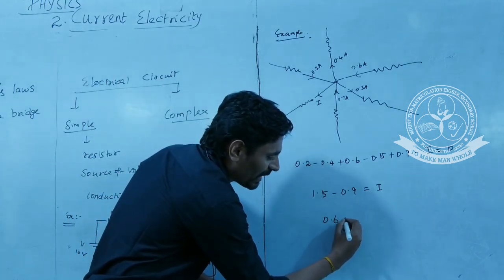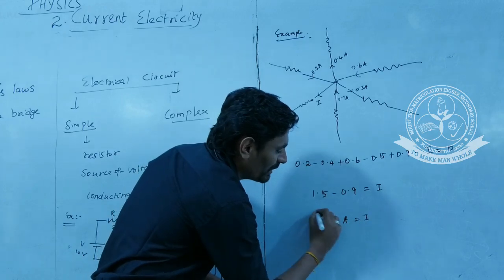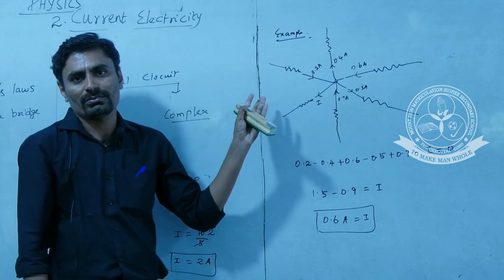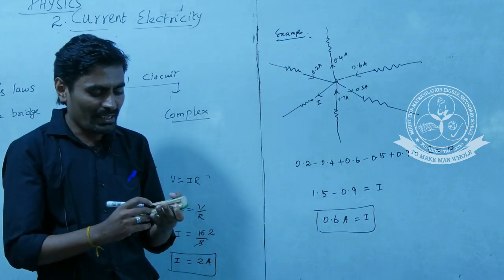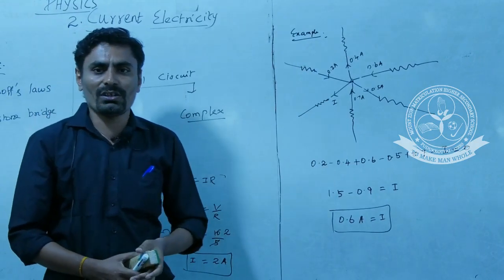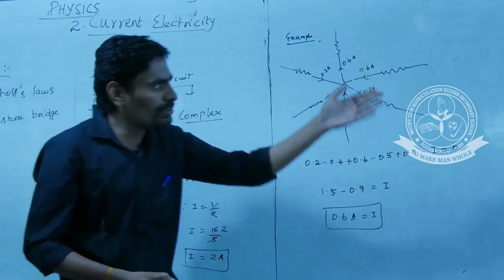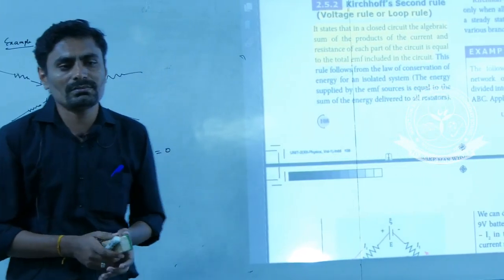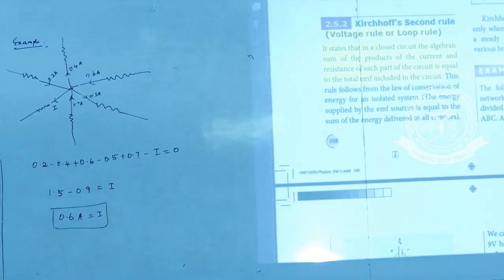What is the unit of current? Ampere. So 0.6 ampere is the current in the given circuit. In this way we calculate the current in a complex circuit using Kirchhoff's law. Then we go to the second rule. The second rule is called the voltage rule or loop rule.